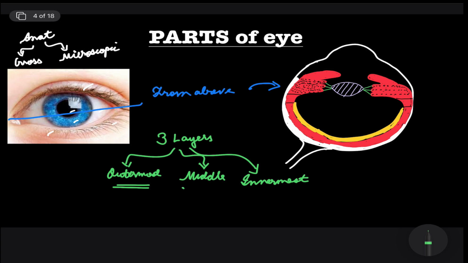Anyways, so the outermost, the middle, and the innermost layers of the eye. The outermost layer is known as the fibrous layer. The middle layer is known as the vascular layer, and the innermost layer is known as the neural layer. Okay, now with that out of our way, outermost, let's talk about that layer first.